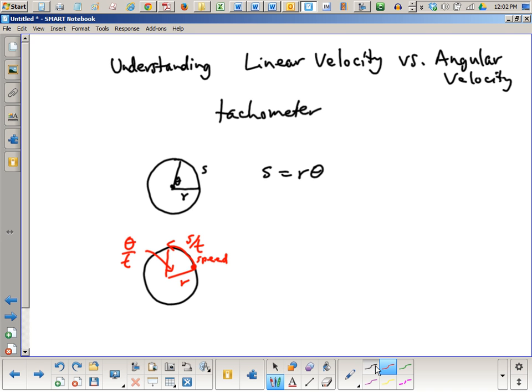So you could write the same formula, instead of s equals r theta, you could just divide by t like this. And you get a brand new formula: regular speed, which we often call v, is equal to r times angular speed. It's kind of like the rate at which it's turning, and we often call this omega.